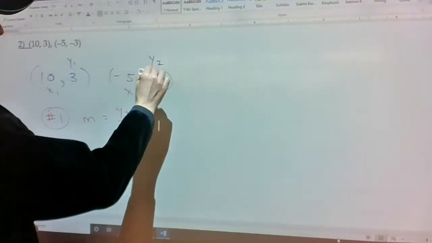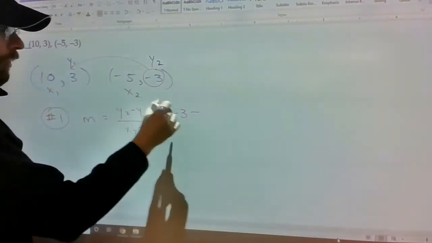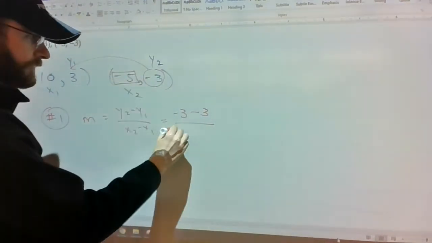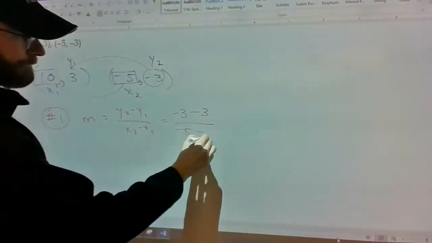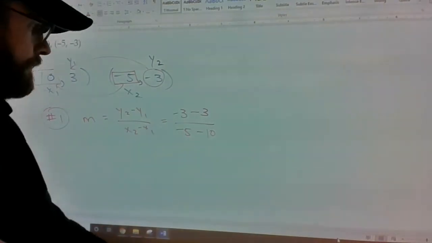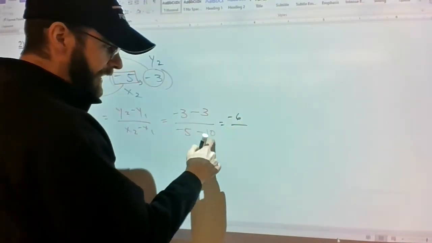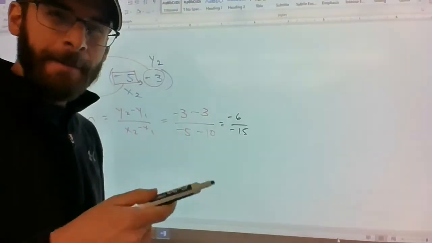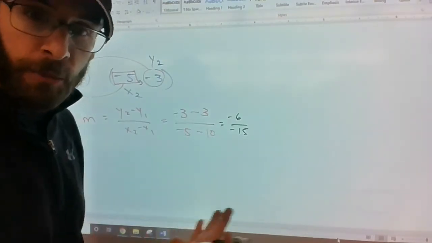Here's y2 minus y1. Here's x2 minus x1. -3 minus 3 is -6. -5 minus 10 is -15. It's always best to recognize if it's a negative over a negative, maybe changing it to a positive and reducing the fraction is our best bet before moving forward.